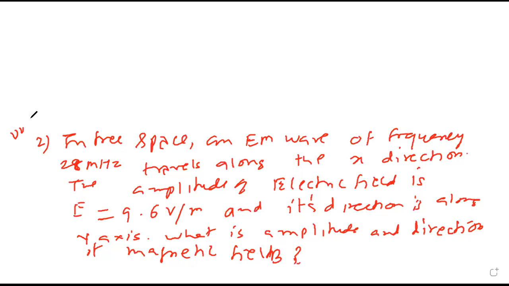Very, very important for entrance. In free space, an electromagnetic wave of frequency 20 megahertz travels along the x direction. The electric field is along y, so guaranteed the magnetic field should be along z. Then only x, y, z are mutually perpendicular.